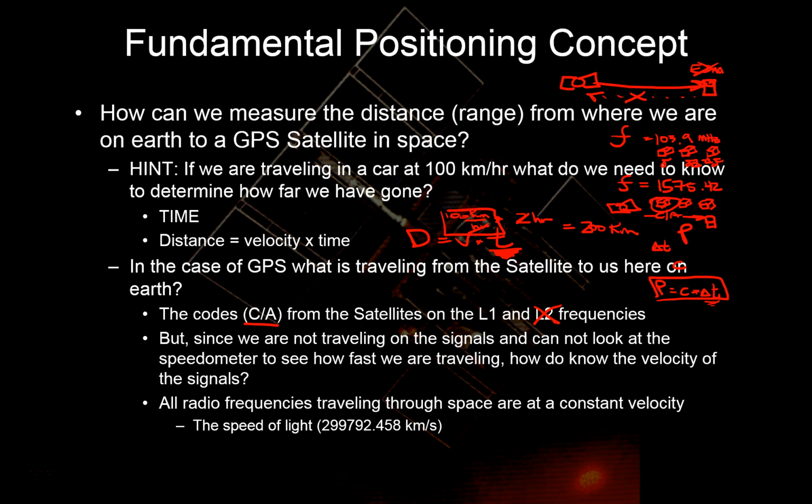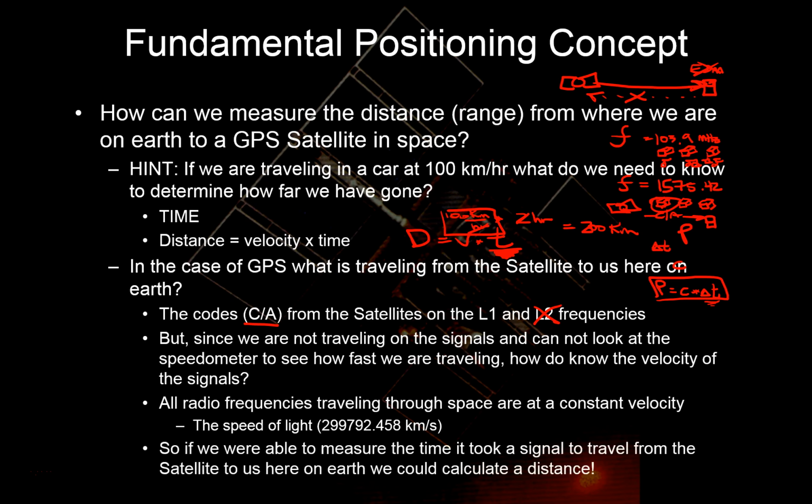Okay, 299,792,458 meters per second, or moving the decimal place 3 forward, that many kilometers per second, or very fast. So if we're able to measure the time it took the signal to travel, and the signal is actually what we're looking at here, the CA code, if we can figure out how long it took a specific CA code to travel from the satellite to the receiver, we know that it's traveling at a certain speed, the speed of light, and hence we can determine distance.